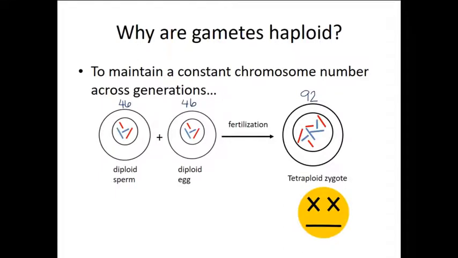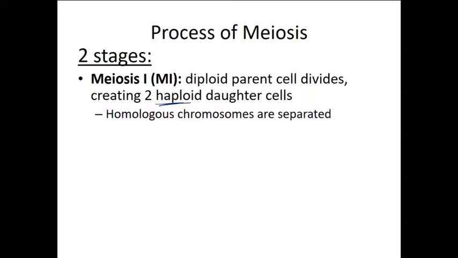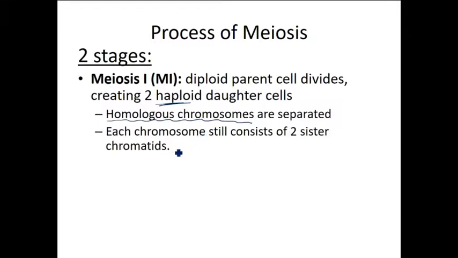So we need to have meiosis in order to have the sexual reproductive life cycle, so that we can recombine DNA with another organism and create novel combinations. All right, now we get to go through the process of meiosis. There are 2 stages. There's meiosis 1, in which the diploid parent cell divides and creates 2 haploid daughter cells. This is where a diploid cell becomes haploid, and in order for that to happen, homologous chromosomes are separated into separate cells. But each chromosome still consists of 2 sister chromatids.